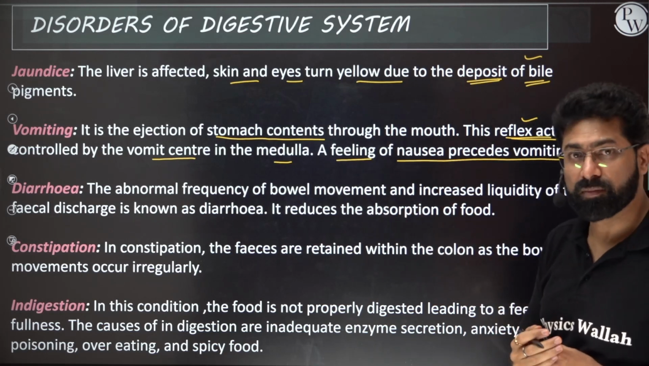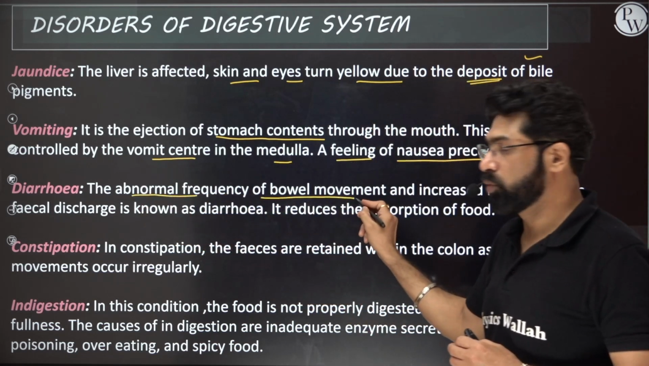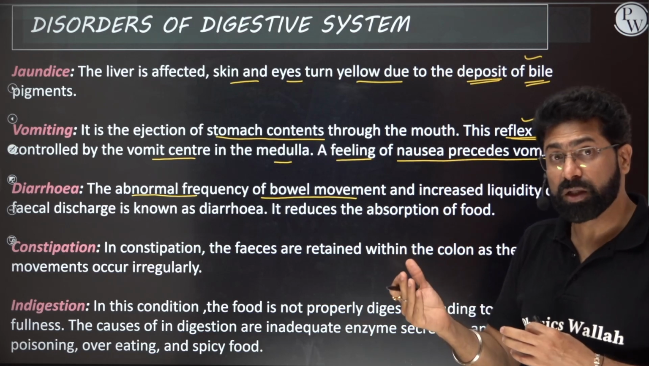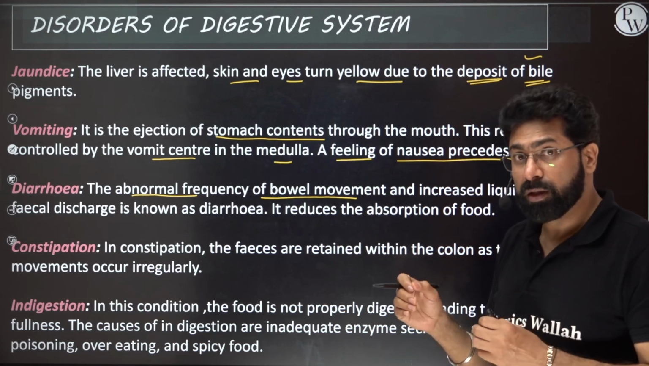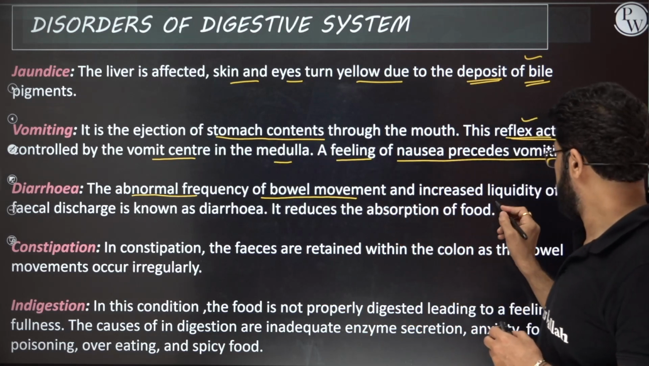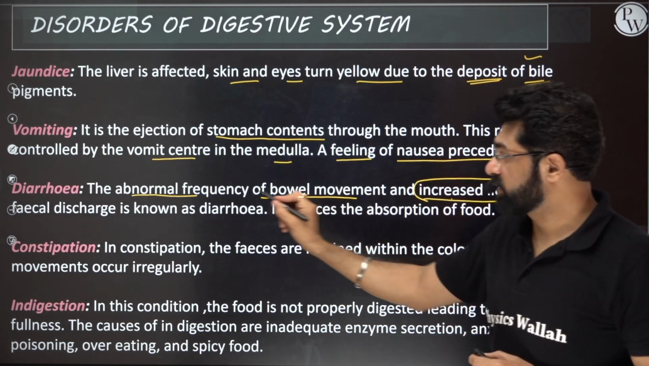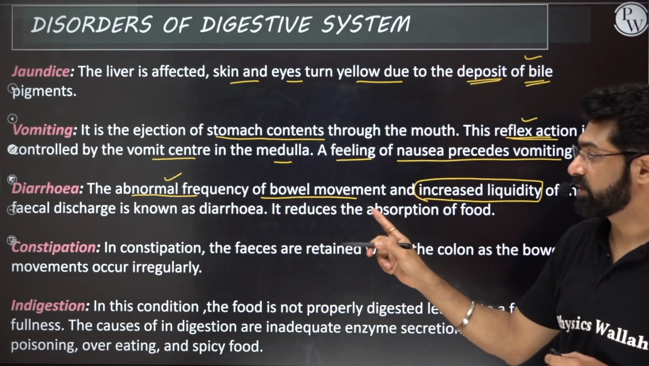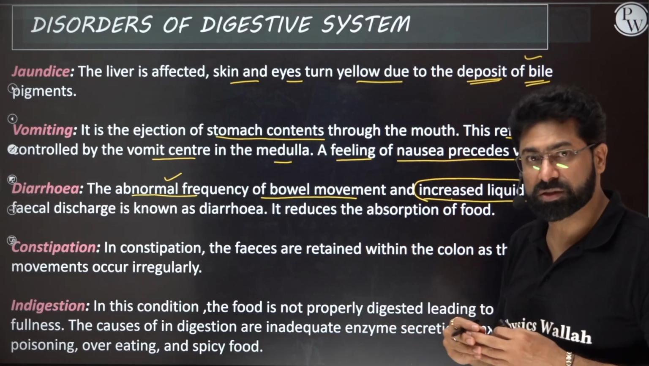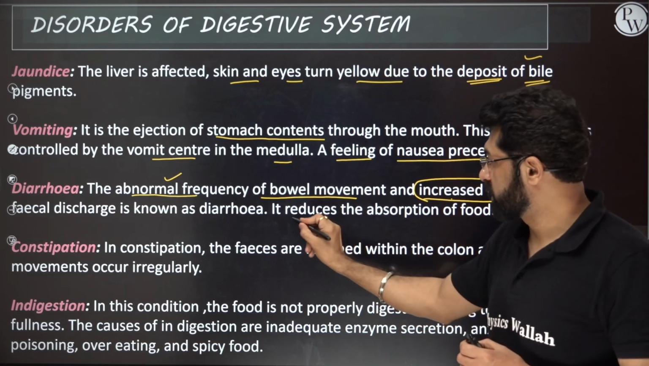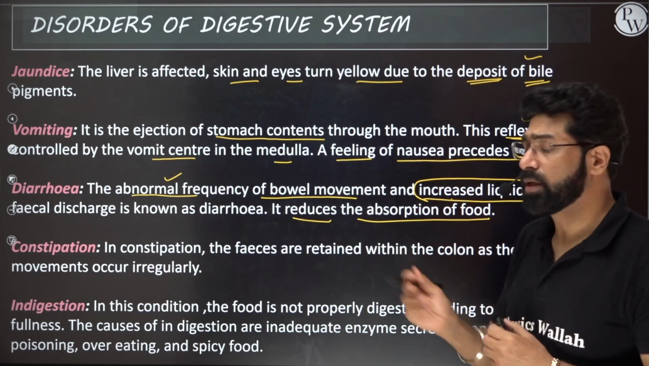Next comes the diarrhea. So abnormal frequency. It is abnormal frequency of the bowel movement. So when there's an abnormal frequency of bowel movement, very fast bowel movements are occurring, and moreover there are watery stools here. So you have increased liquidity of the feces, and there's an abnormal frequency of bowel movement, then it is a case of diarrhea. As the water content is being lost, this will reduce the absorption of food also.